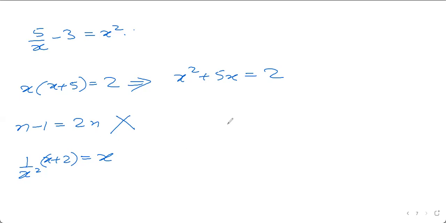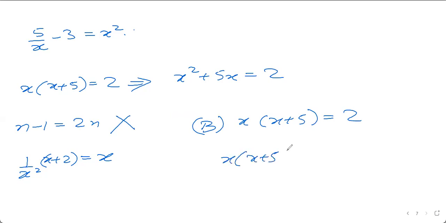What we will write is, we will say the correct answer is B, x into x plus 5 equals 2. We can first write the answer and then we can write the reason that x into x plus 5 equals 2 can also be written as x square plus 5x equals 2. Sorry, not plus 2, equals 2.